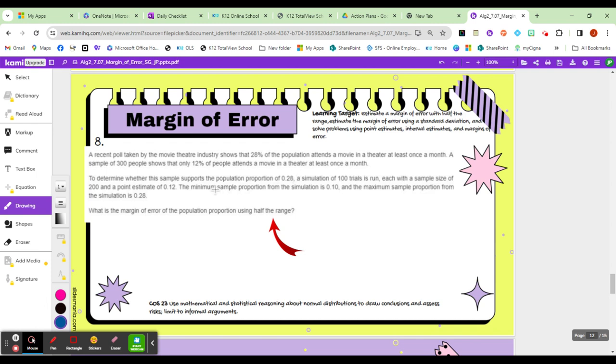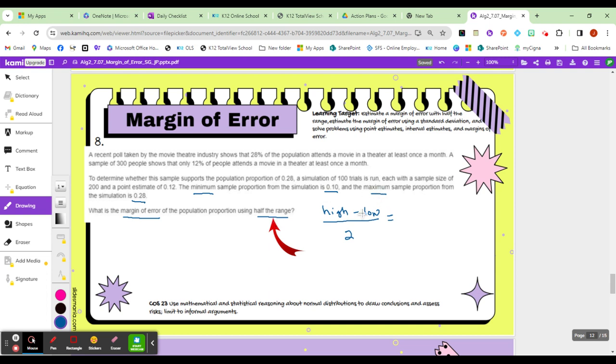The min was 0.10. The max was 0.28. What is the margin of error of this population proportion using half range? So it does not say standard deviation. It does say half range, but that's still the same formula where you take your high and you minus your low and you divide by 2. So that's what we're going to follow. That's the same formula because this does not say standard deviation.